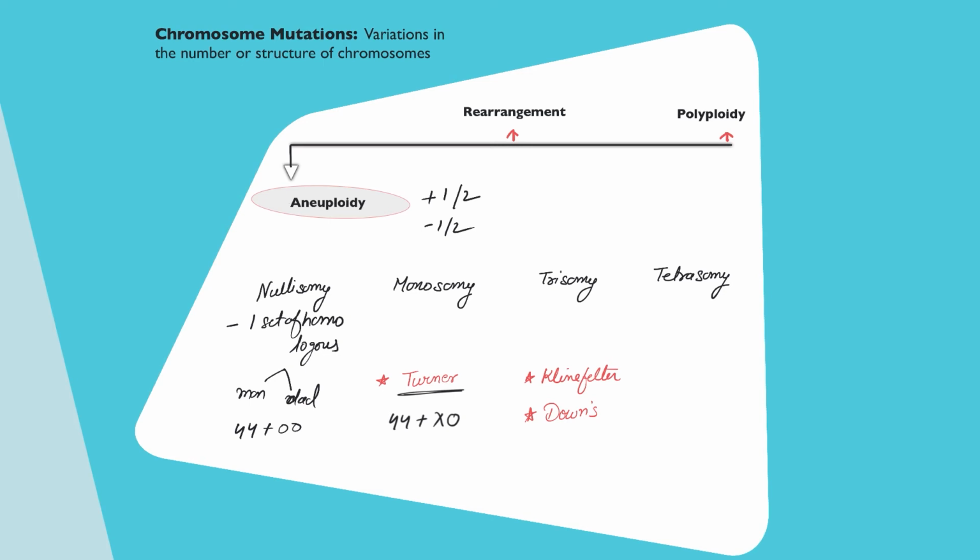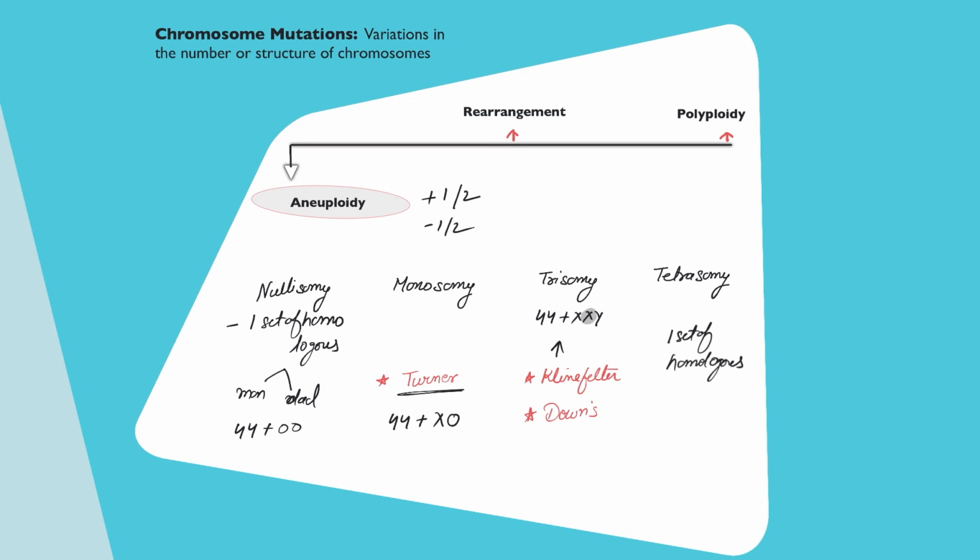Trisomy means you have an extra. So let's say Klinefelter syndrome is an example of trisomy. So 44 plus XXY. So you see that we have an extra X chromosome here. Tetrasomy, again the name is very clearly answering the thing, that you have a complete extra set of homologous chromosomes.